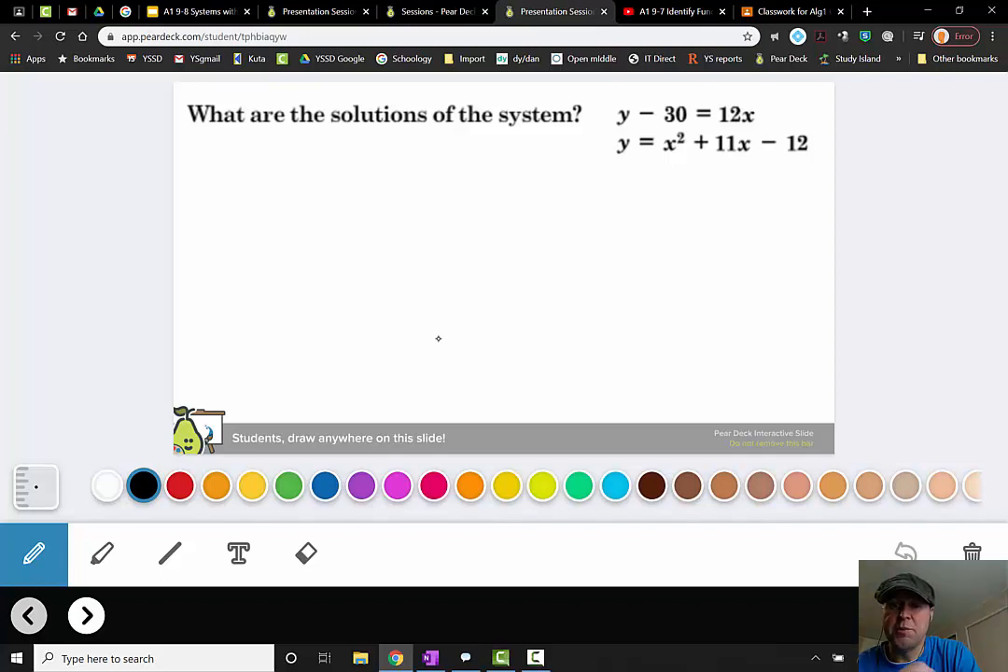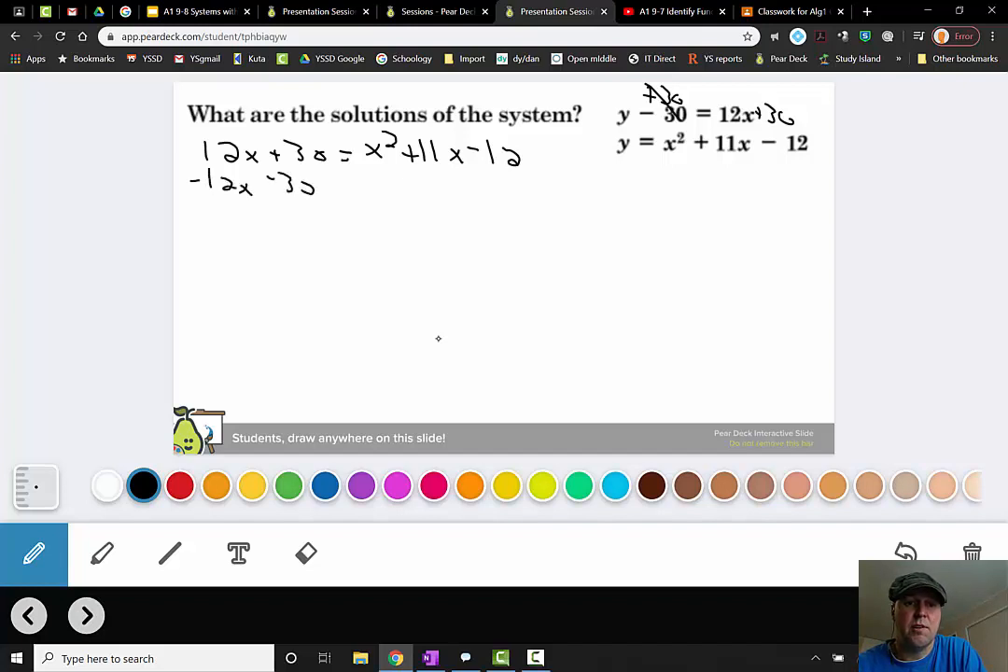Alright, the only problem with this one is it's not exactly the way we want it to be yet. So I want this to be y equals, I'm going to add 30 over. So I'm going to start with that. 12x plus 30 equals x squared plus 11x minus 12. System of equations, we're using substitution. It's beautiful. Let's go ahead. We're going to subtract 12x and subtract 30 because we want it in what form?